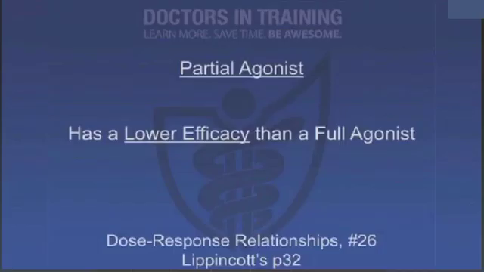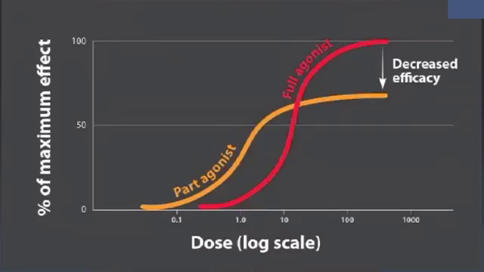We already briefly mentioned the idea of a partial agonist. A partial agonist has a lower efficacy than a full agonist. The maximum response is lower. The efficacy is lower. This is independent of the affinity of the ligand for the receptor. A partial agonist ligand may have higher or lower affinity for the receptor compared to the full agonist. It's just a different efficacy. It's not going to give you the full response like a full agonist would.